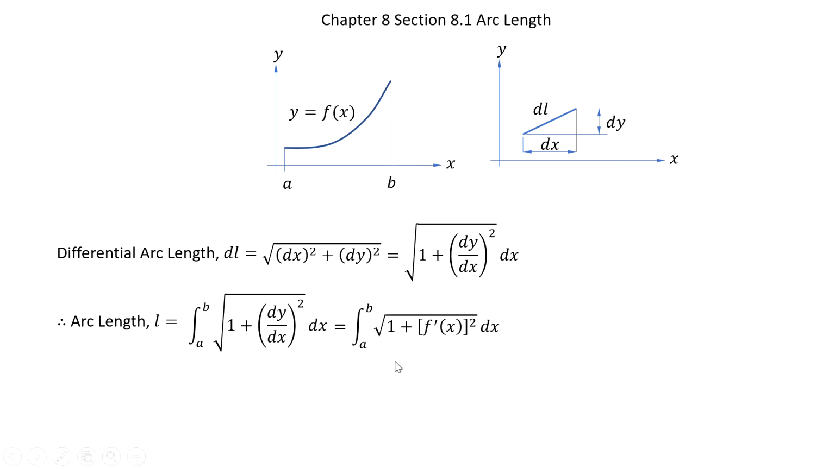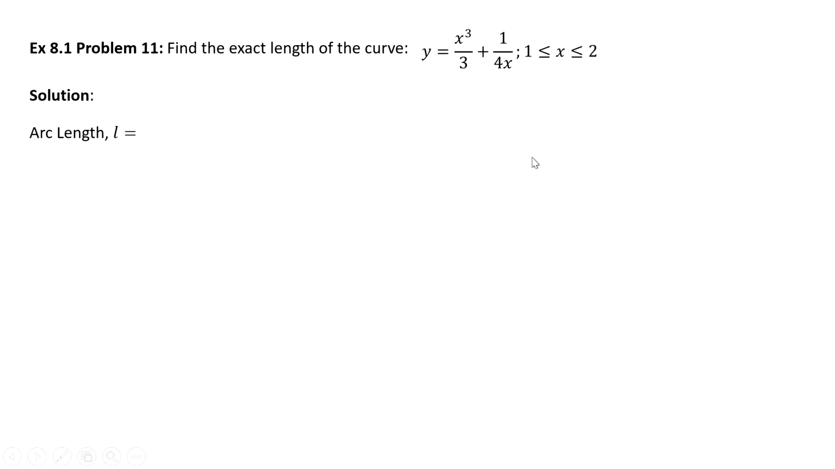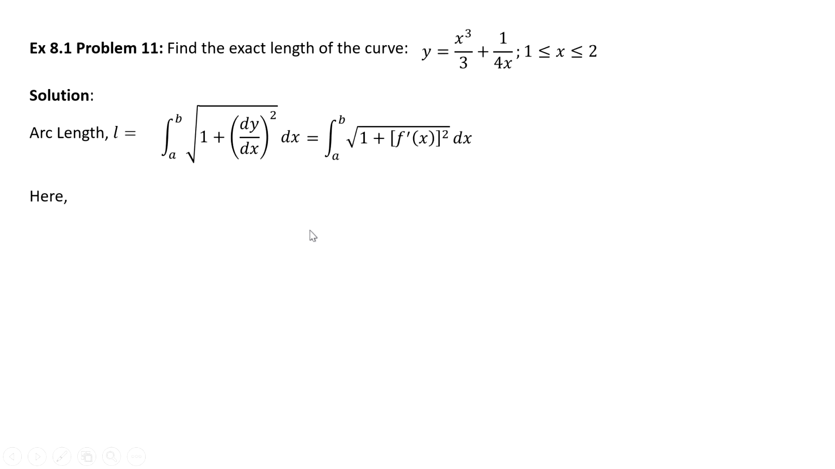Okay, let me apply that to a particular problem. Find the exact length of the curve, where y equals f of x equals some function, and the interval is 1 to 2. So clearly, to find the arc length, we'll use this formula, and we recognize that in this case a must be 1, because we have the interval 1 less than or equal to x less than or equal to 2, which means x lies between 1 and 2. So a is 1 and b is 2, right?